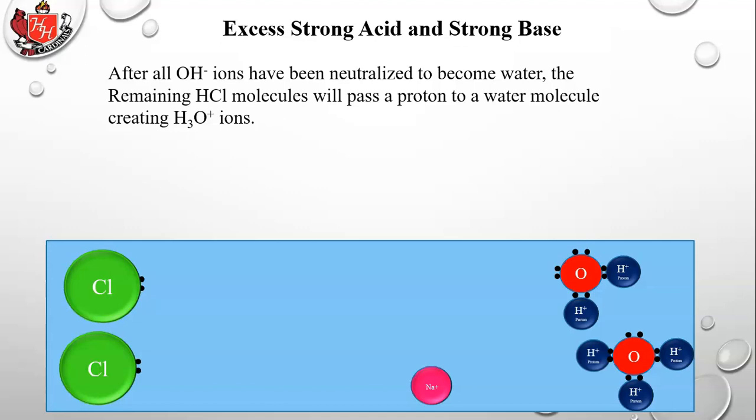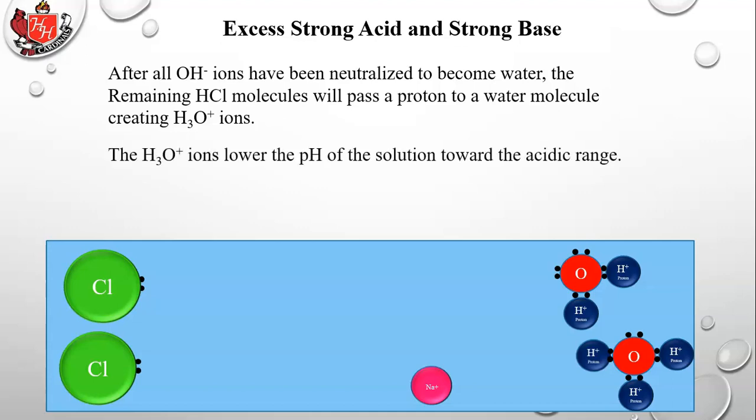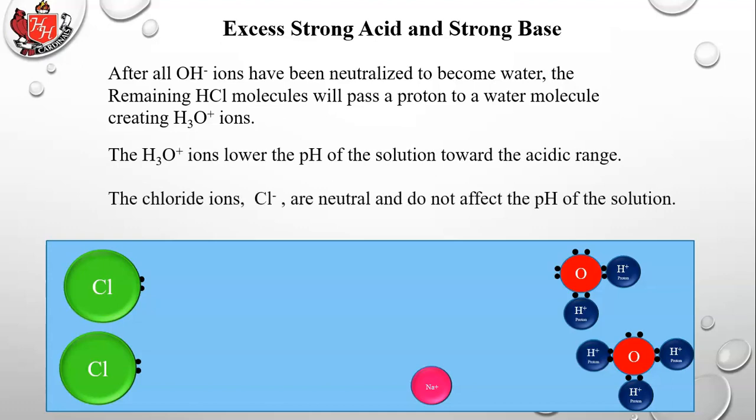Now the solution is becoming acidic. So it started off as basic. It was neutralized by the first proton to become water. That's a neutral substance. And then the second one passed a proton to the water molecule to create hydronium ion and make the solution acidic. The H3O+ ions lower the pH of the solution toward the acidic range. The chloride ions Cl- are neutral and do not have an effect on the pH of the solution.